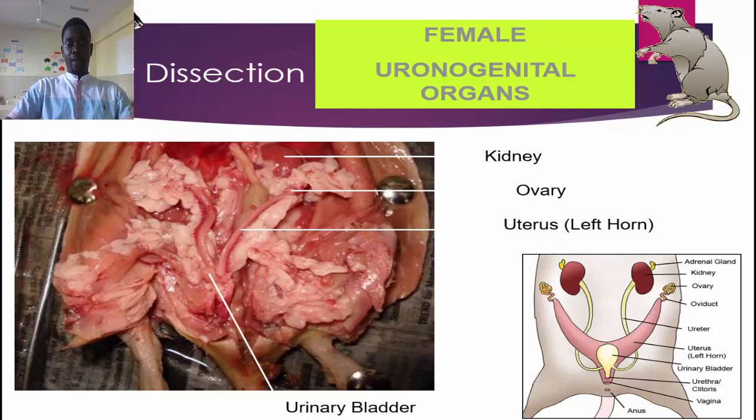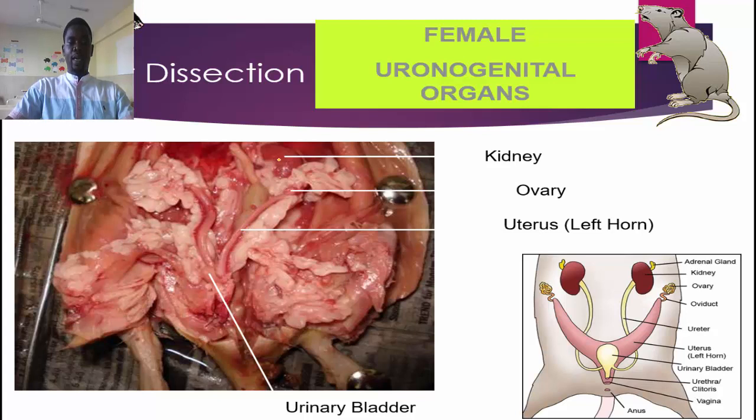So generally, we have the rat dissection, where we are going to look at the urogenital system, where we have the kidney. Of course, we have the ovary, and we have the uterus, which is the left horn. And generally, you can see the urogenital system of a rat. Now, urogenital system, meaning urinogenital system, means the excretory system responsible for urine, and also the genitalia responsible for reproduction. That's what we call the urinogenital system. Urine system and the genitalia system.